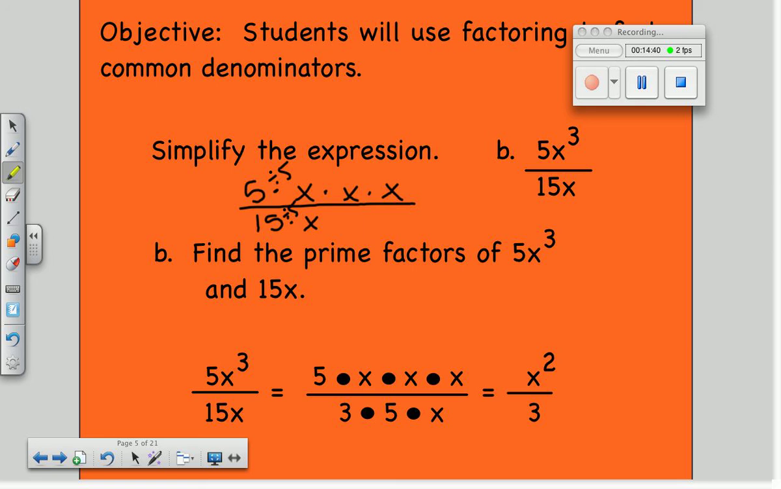So 5 divided by 5 is 1. And 15 divided by 5 is 3. Now my x's, I can cross off one x and another. Now I have 2 x's left on top. So this is 1x squared, 2 x's, and no x's left on the bottom, so just 3. We do not need the coefficient 1 next to a variable, so we can just say x squared and 3 on the bottom. X squared over 3 is equal to 5x cubed over 15x.